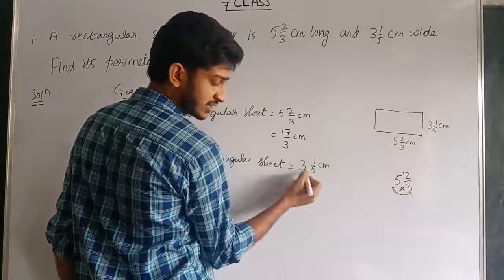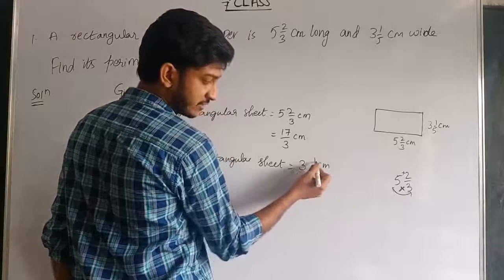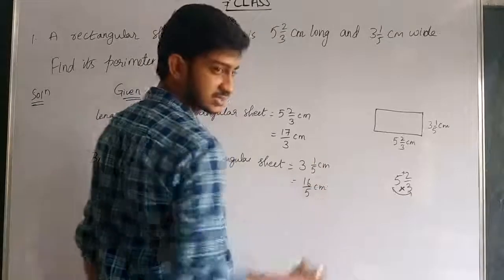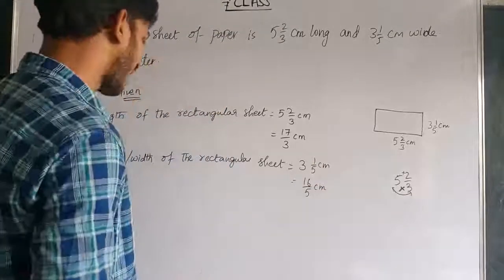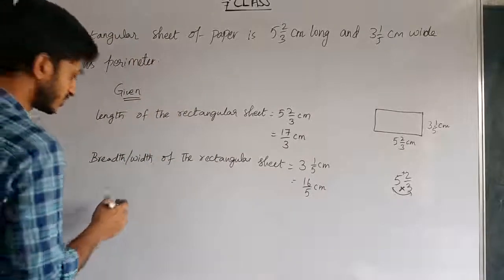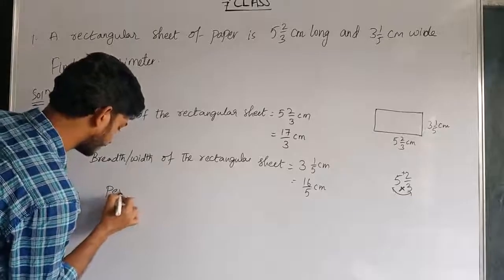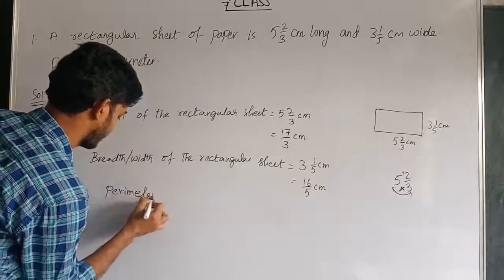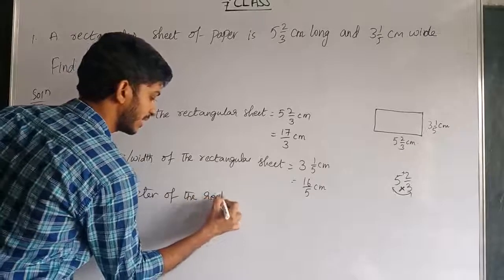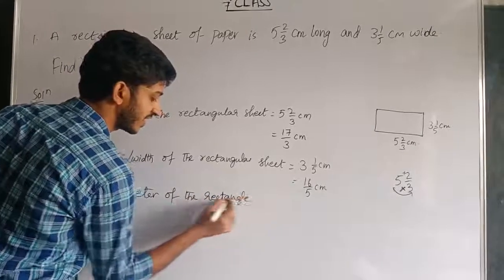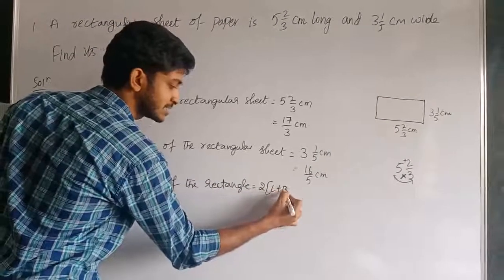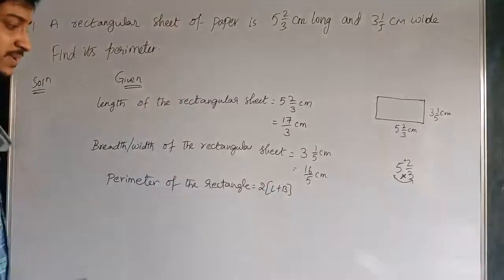Convert it. Multiply these two numbers. 5 3s are 15. 15 plus 1 is 16. 16/5 centimeters. Okay. Now find the perimeter. We know the length. Now find the perimeter by using the formula. Perimeter of the rectangle. What is the formula for the perimeter of the rectangle? It is 2 into (L plus B).